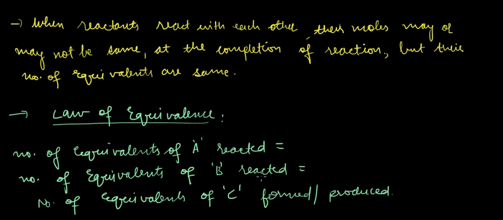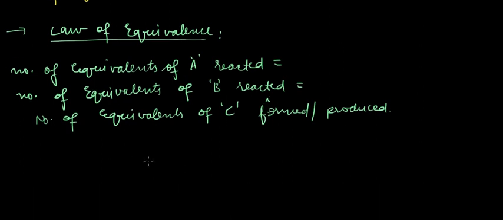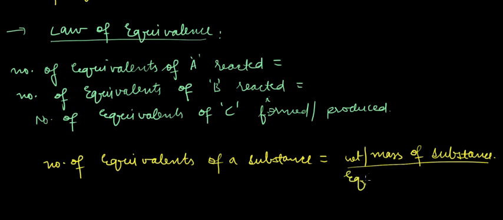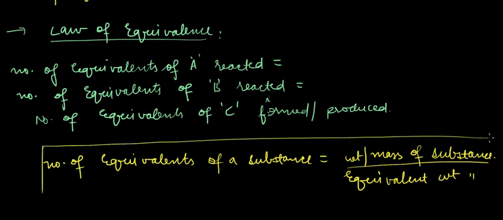Okay, so the number of equivalents of a substance is defined as equal to the weight or mass of the substance divided by the equivalent mass, or equivalent weight, of the substance. Okay, so this is how the number of equivalents of a substance is defined.